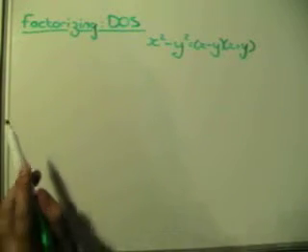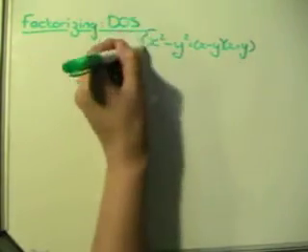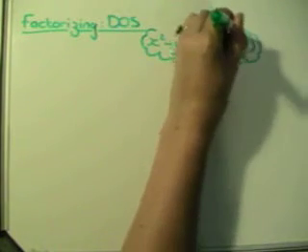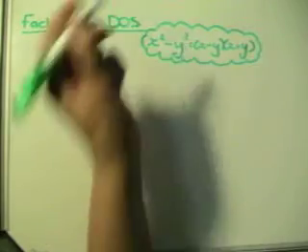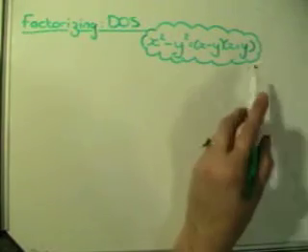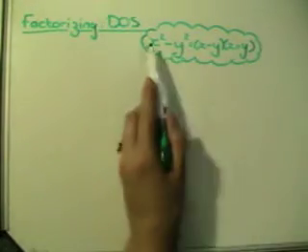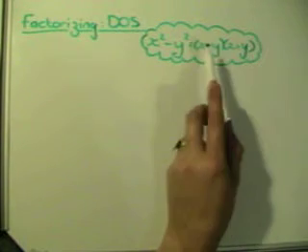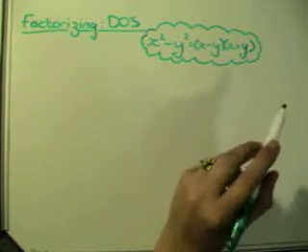Factorizing the difference of squares. Now before you start attempting these problems, this is the general rule and you need to know this out of your head. So if you don't know this, write it down, learn it. Right, x squared minus y squared factorizes into two brackets, x minus y, x plus y.